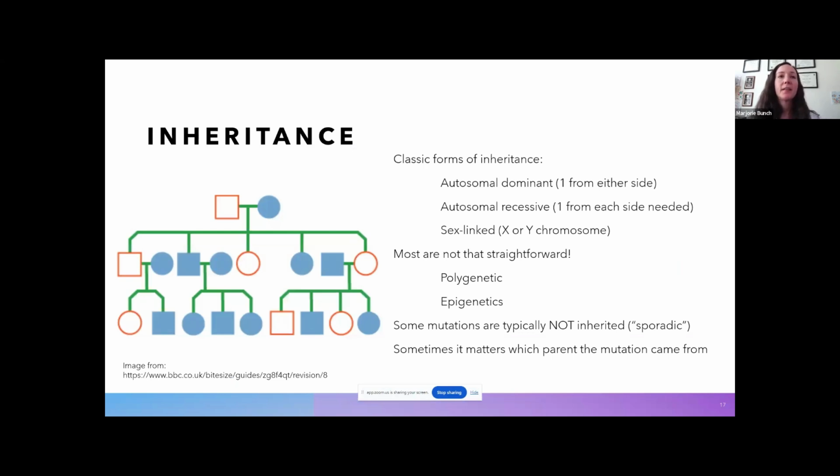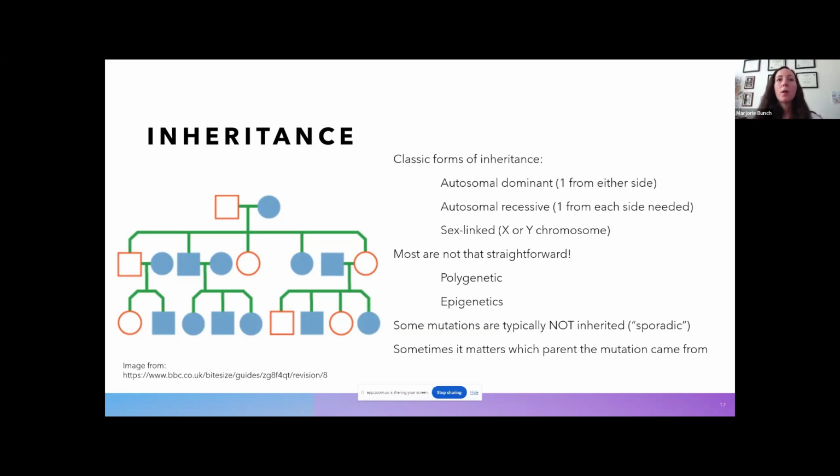Inheritance. So the classic forms of inheritance that, again, in our high school biology classes, we had to learn how to draw these trees and learn about classic forms of inheritance. So there's autosomal dominant, which means you only need one copy of a gene from one side to have that type of symptom or appearance. It's called phenotype. So like, for example, brown eyes or brown hair. You would only need one copy from one parent, and it didn't matter what color eyes or hair the other parent had, you would have brown hair or brown eyes.